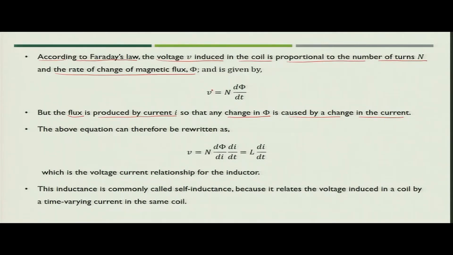So, this equation we can rearrange and write as V equal to N d phi by di multiplied by di by dt. Now, this component is nothing but the inductance L. So, we can write V is nothing but L di by dt. This equation tells the voltage-current relationship for the inductor. This inductance is commonly called self inductance, because it relates the voltage induced in a coil by the time varying current in the same coil.